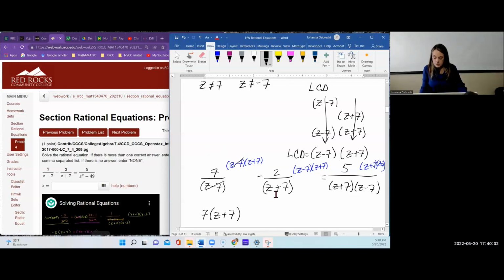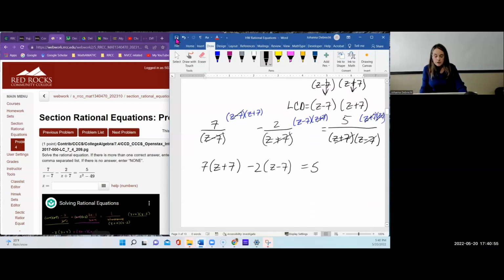On the second term, the z plus 7s will cancel, and that will leave me with the negative 2 and the z minus 7 group factor. On the third fraction, the z plus 7 and z minus 7 cancel, both of them in the denominator, and I'm left with just 5.